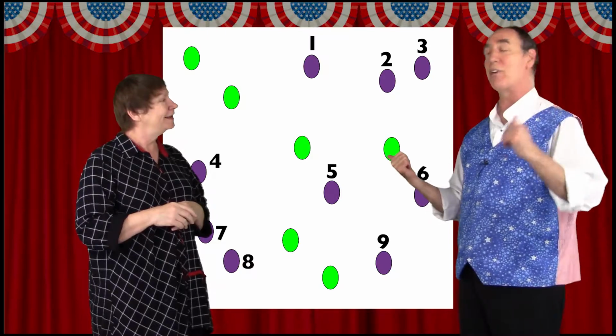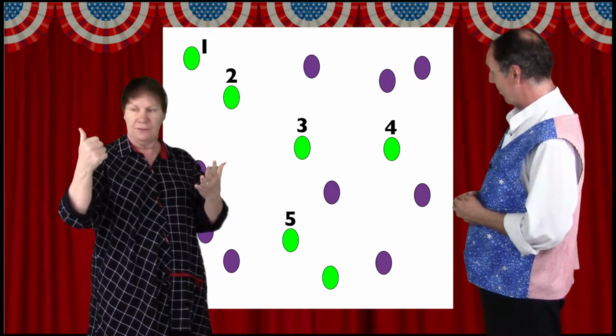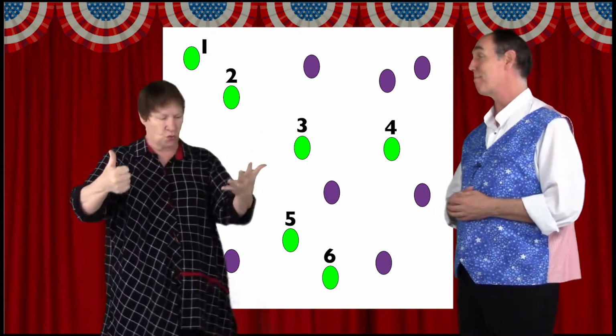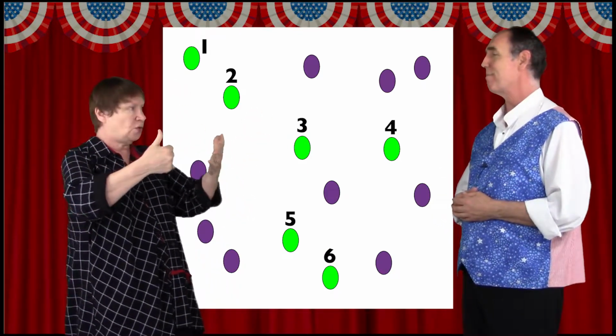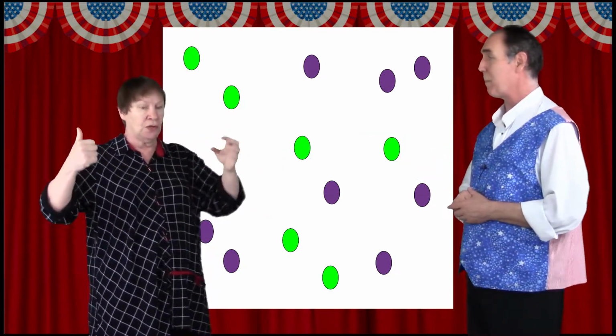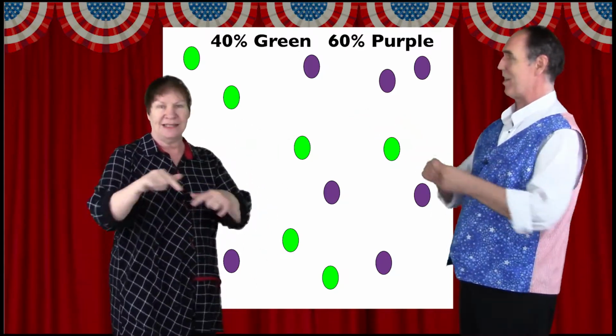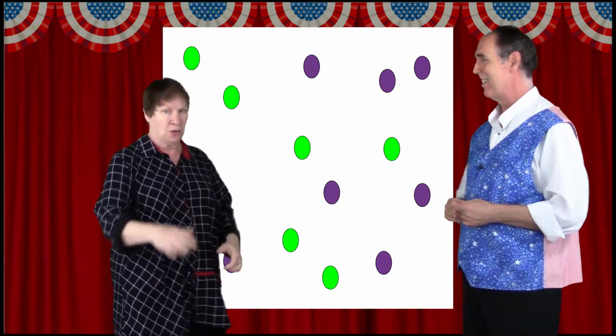Okay, let's count the green ones. 1, 2, 3, 4, 5, 6. We have 6 green voters. So we have 6 green and 9 purple. That's like 40% green, 60% purple.